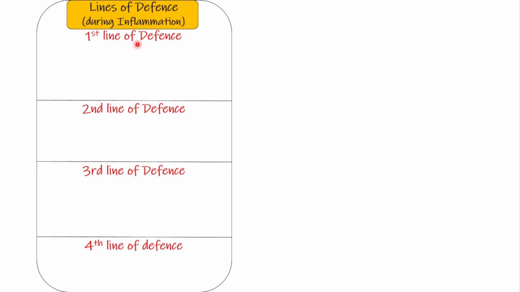Line of defense means that if there is some infection in the tissues, some foreign invader in the tissues, which of the WBCs is going to come first and fight the foreign invaders in the tissues? The first WBC is the first line of defense, and after that the second type of WBCs will come, which is the second line of defense, and so forth and so on.